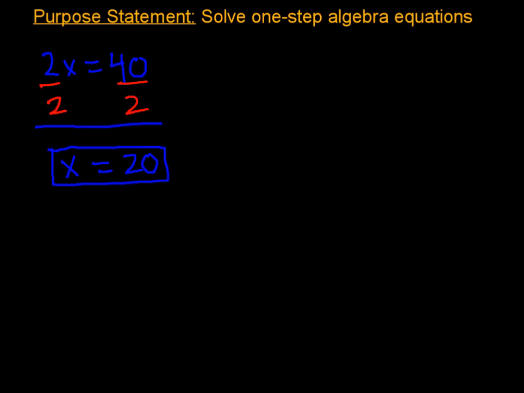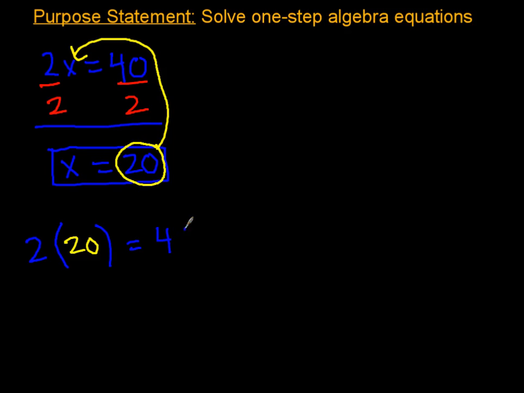But we also learned how to check our answers. And we did that by taking 20 and plugging it back into the original equation and looking for a true statement. So we're looking for a true statement when we say 2 times 20 equals 40. And we can say that 2 times 20 is 40. That does equal 40, so our solution checks out. We got the correct answer.